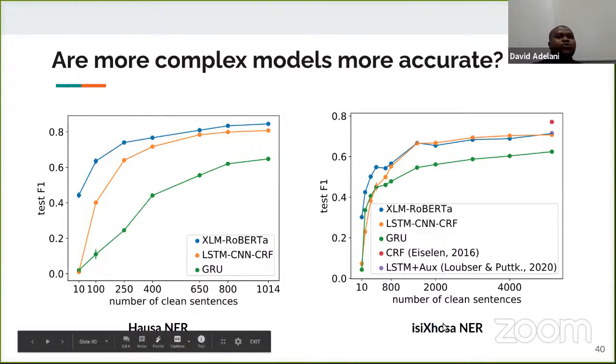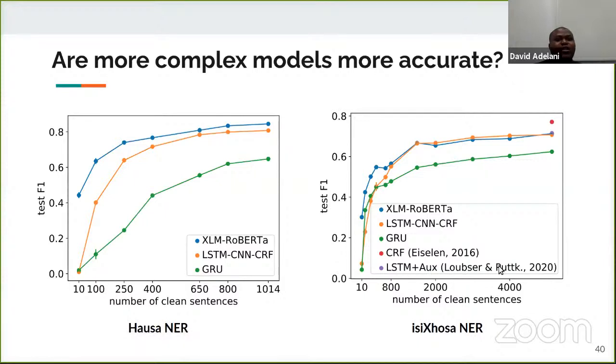But when we come to isiXhosa, I think recently Loubser and Puttkammer published a paper, and they say that just a simple CRF that is linguistically motivated, so you have these features, maybe using the POS tag and other low-level features, could reach a better performance than LSTM. And that's the point, the red point here. And even with XLM-R, we are not able to reach that performance just because of some of the writing style of isiXhosa.